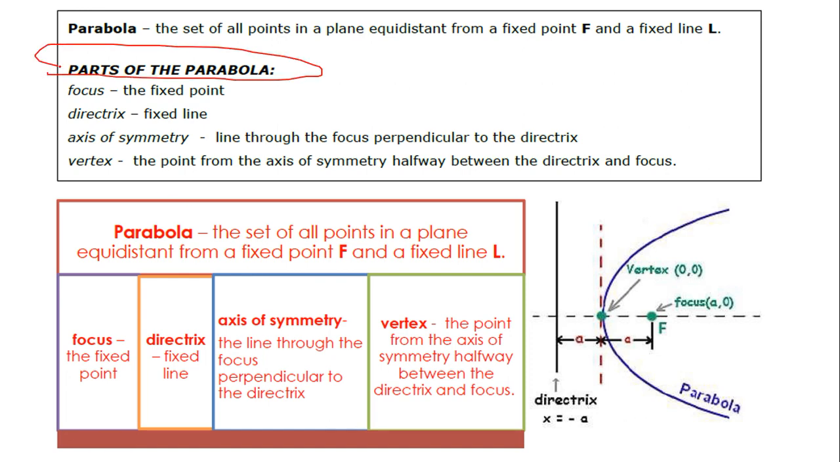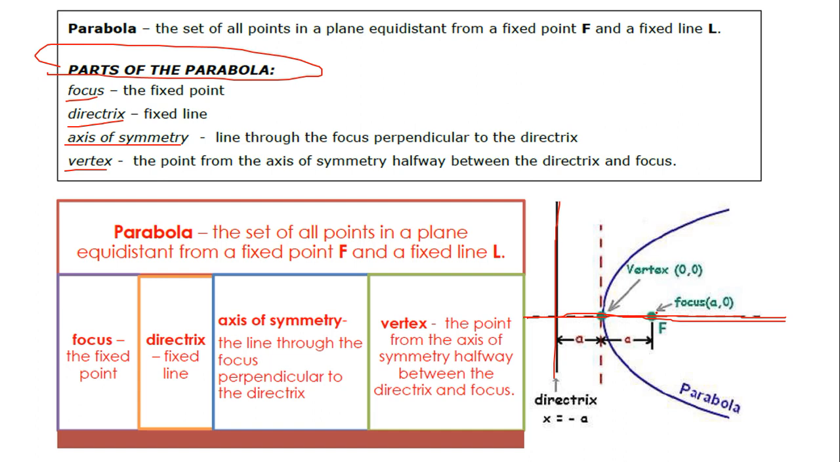Again, these are the parts of the parabola. We have the focus, directrix, axis of symmetry, and the vertex. Again, when we see focus, that is the fixed point, and the directrix is the fixed line. And the axis of symmetry could be an x and it could be a y axis. That is the line through the focus perpendicular always to the directrix. When we say perpendicular, ito po, yung nasa drawing. That is perpendicular. That is the axis of symmetry. As you can see, the broken line here, that is the axis of symmetry. Ito po, naka-horizontal po siya. Again, axis of symmetry could be a y-axis or it could be an x-axis.